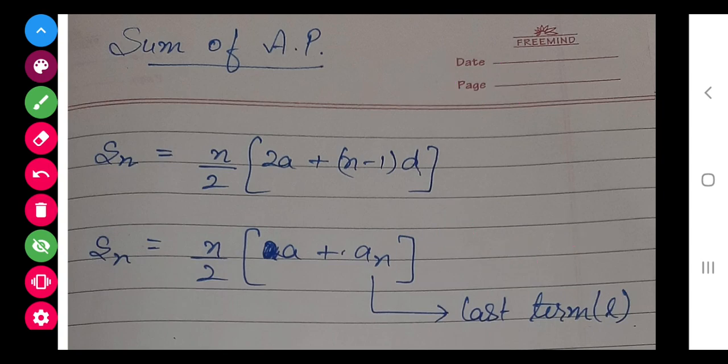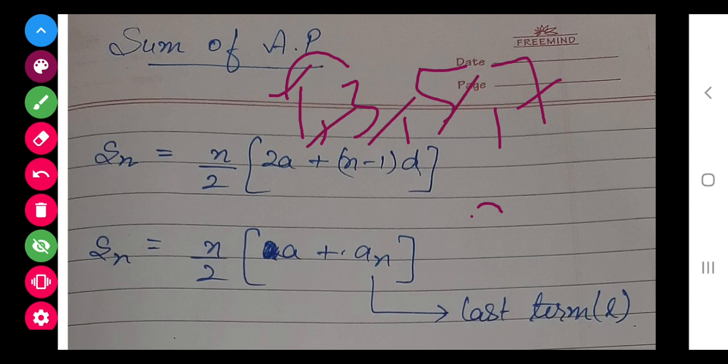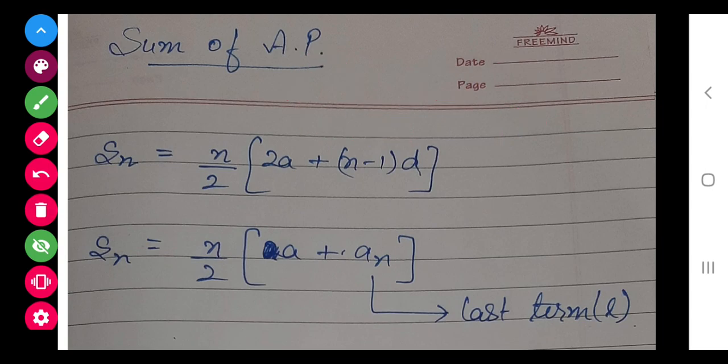So class, suppose there is an AP 1, 3, 5, 7. I want to get the sum of these terms. Then here a is equal to 1, d is equal to 3 minus 1, that is 2, and you can say the number of terms is 4: 1, 2, 3, 4. So class, if we implement this formula, then we will get the sum of this AP, 1 plus 3 plus 5 plus 7. Similarly, we know the last term.